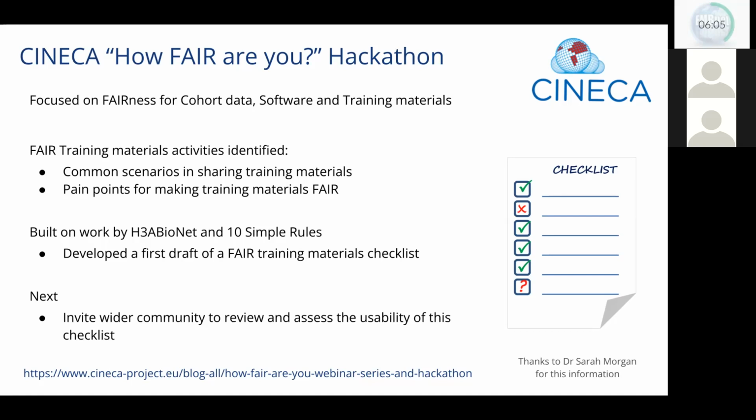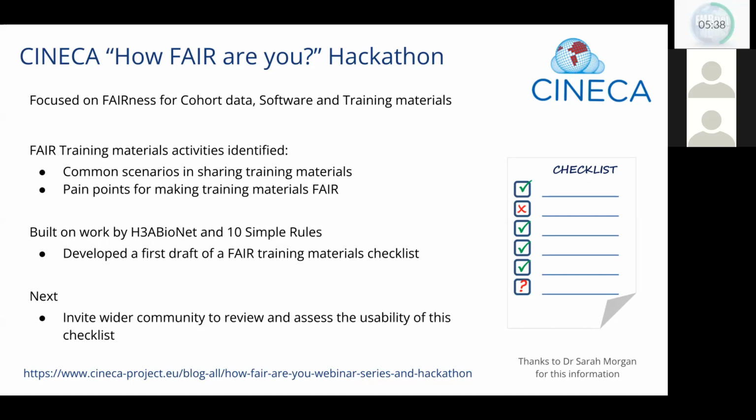These activities also built on work from H3A BioNet and the 10 Simple Rules paper to develop a first draft of a FAIR training materials checklist. So the kind of thing that you might be able to use when you're trying to make your training materials FAIR, to make sure that you've ticked off all of those boxes and done all the things, but also a way of assessing whether your materials are FAIR or not.